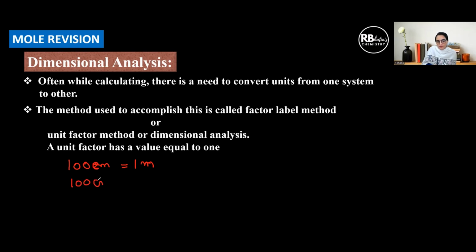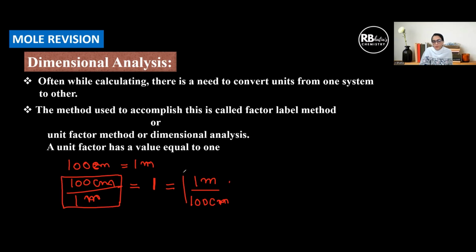I know 100 centimeter is equal to 1 meter. 100 centimeter upon 1 meter. Right? This is equal to 1. I just brought this right hand side as a denominator on the left hand side. I get 100 centimeter upon meter is equal to 1. Or I could have done 1 meter upon 100 centimeter. This is also 1. So each of these quantities is called a unit factor. Why is this called a unit factor? Because its value is equal to 1.